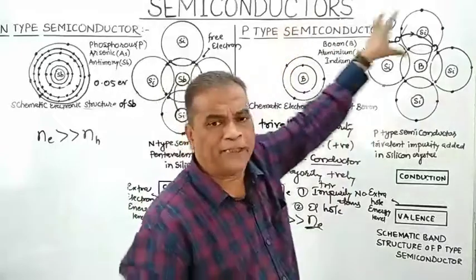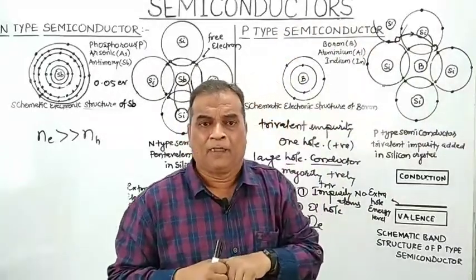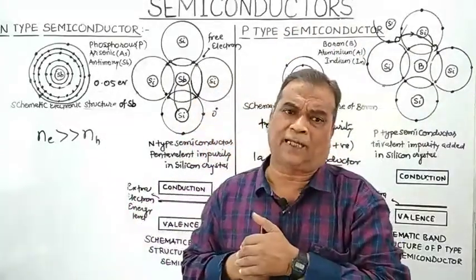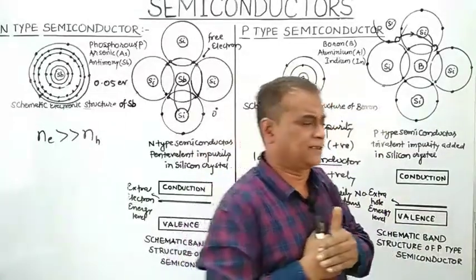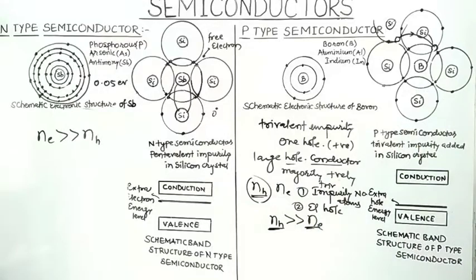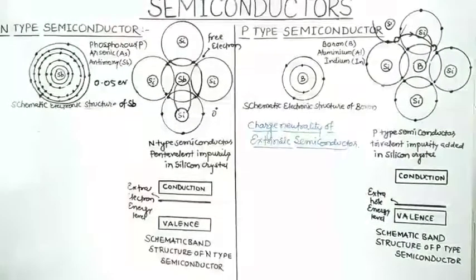Therefore, such a type of extrinsic semiconductor in which holes are majority charge carriers and holes are responsible for conduction of electricity is called a P-type semiconductor.